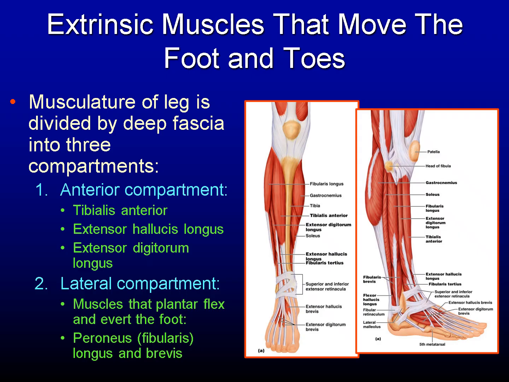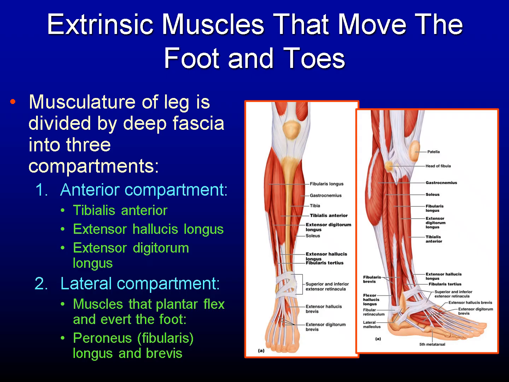The leg refers anatomically to the part of the lower limb below the knee. The extrinsic muscles that move the foot, ankle, and toes have their origins on the tibia or fibula outside of their site of action on the foot and toes, thus the designation extrinsic. As with the thigh, the musculature of the leg is divided by deep fascia into 3 compartments.